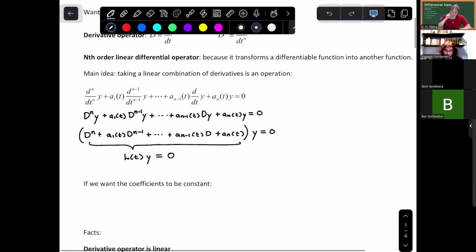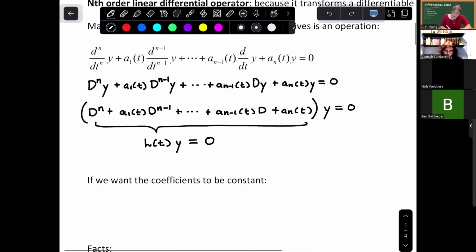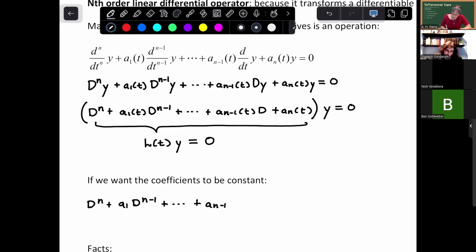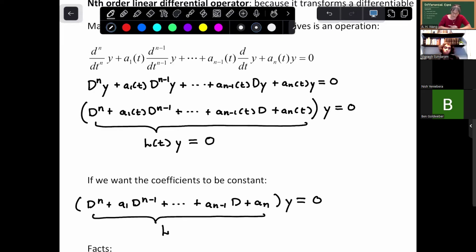Now, sometimes we have constant coefficients. Remember, the coefficients can be functions of t, but if we just had constant coefficients, like these are just constant numbers, an, and this is just like above, and you're operating on this, you would write it this way. You wouldn't write it with an L of t, you just write L like that. That means these coefficients right here are not going to be functions.